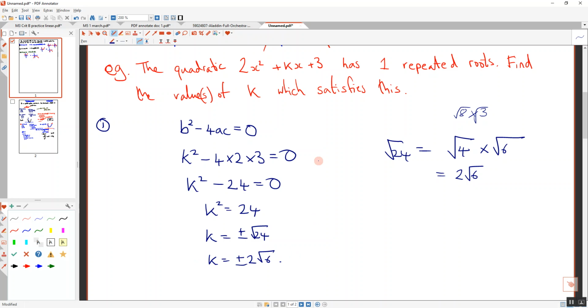So if I was to sub this in, okay, if I was to draw 2x squared plus or minus 2 root 6x plus 3, if I was to draw either of those with a plus or with a minus, my graph is going to touch my x-axis once. Okay, that's what it's telling me. All good? Can you put that in decimal? Yep. You want me to do it now? Yep.